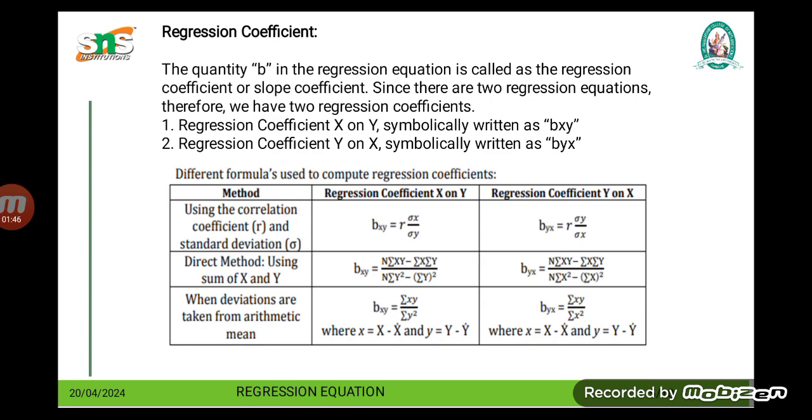Formulas for calculating the regression coefficient using x, y and arithmetic mean. There are three formulas. bxy is equal to r sigma x divided by sigma y. If the standard deviation and the correlation coefficient are given, then we can go with the first formula. If the number of items and the x and y values are given, then we can go with the second formula. When the deviations are taken from the arithmetic means, then we can go with the third formula.